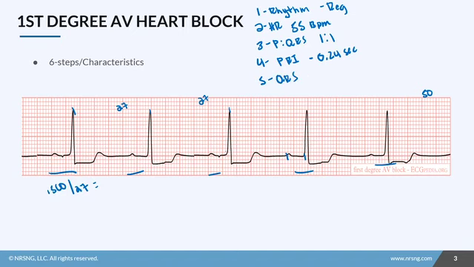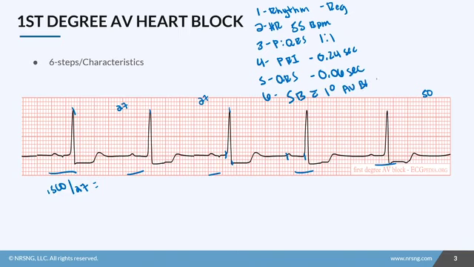In step number 5, I got to look at the QRS complex. So I'm going to go ahead and do this one. So from here to here, I have about a box and a half. So 0.06 seconds. And in step number 6, I identify the rhythm. So I actually have sinus bradycardia with first-degree AV heart block.